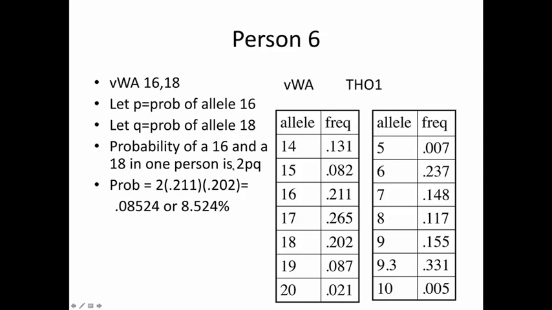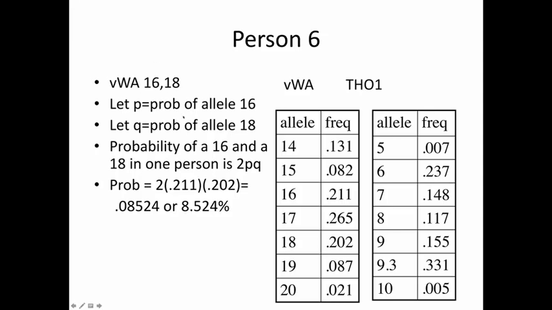The number 2 is important because as long as you have differences in there, there's 2 different ways you could have inherited. You could have gotten a 16 from your mother and an 18 from your father, or vice versa. So 2 different ways that you could be a 16-18. So 2 times the probability of the first times the probability of the second is 0.08524, or 8.5% of the people would show up as having both a 16-18 at the VWA locus.